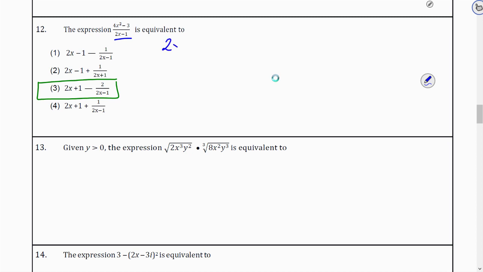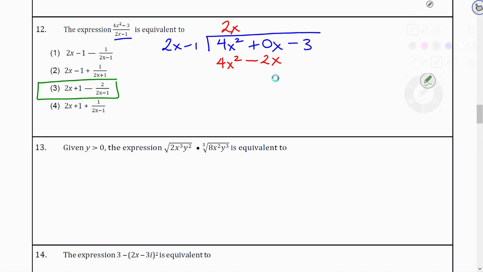So I have 2x minus 1, long division of 4x squared. I have no x term, so 0x with a space for it, minus 3. I'm going to go kind of fast. 2x times what is 4x squared? It is 2x. 2x times 2x is 4x squared. 2x times negative 1 is negative 2x. I'm going to change all the signs and add, and I get 2x. I bring down my minus 3.